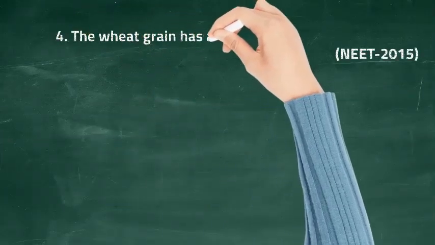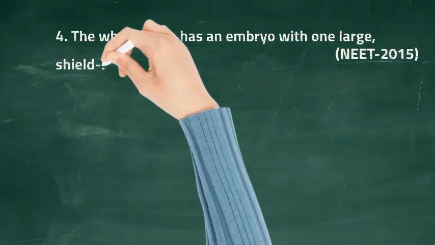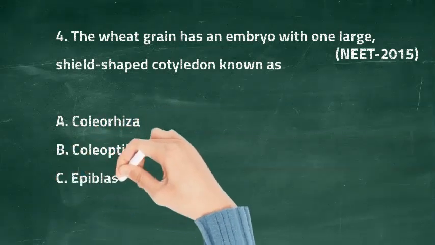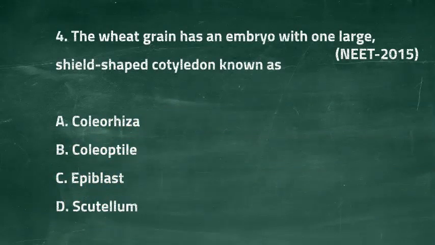Question 4. The wheat grain has an embryo with one large shield-shaped cotyledon known as. Option A is coleorhiza, option B is coleoptile, option C is epiblast, and option D is scutellum. The right answer is option D, scutellum.